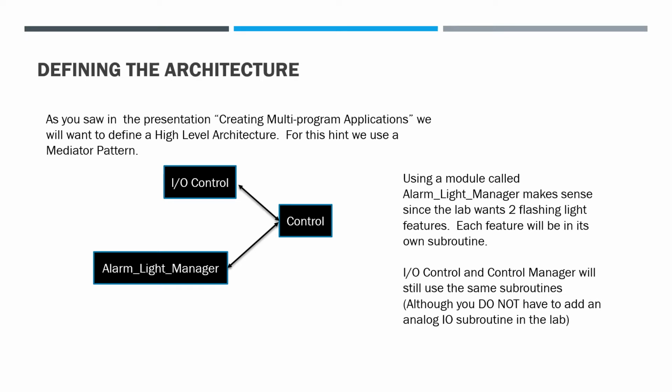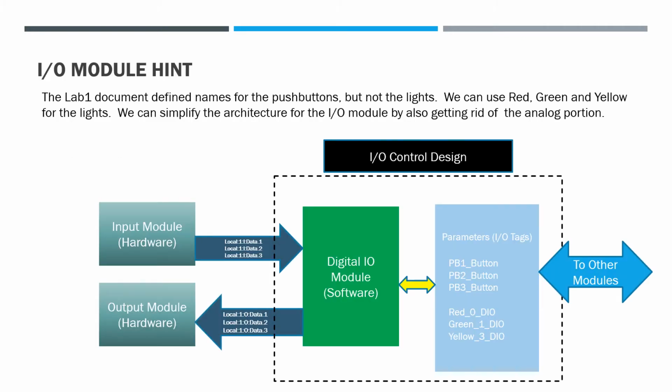But this time around, I'm going to create a module called Alarm Light Manager, because in this lab, you're asked to actually create two blinking light routines. And so I'm going to change the name of the one manager from the previous presentation to Alarm Light Manager. Also, you don't have to add an analog I/O subroutine to this lab, but beyond that, it's very similar. So I'm only going to do the I/O module portion in terms of what the architecture would look like, simply because I'm not going to give you the answer for all of them.